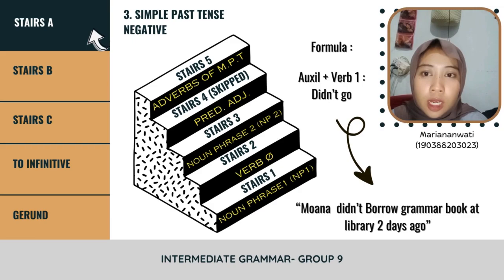So Moana is noun plus one. Didn't borrow is the verbs. Grammar book is the noun plus two. At library is the adverbs of place. And 2 days ago is a adverb of times.